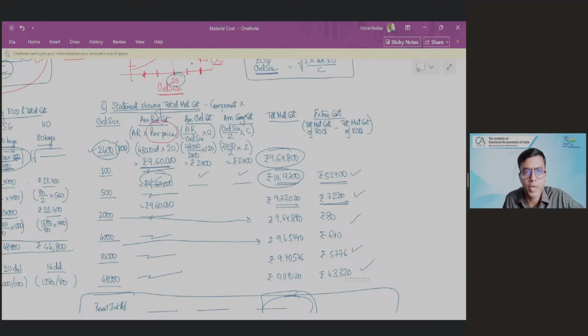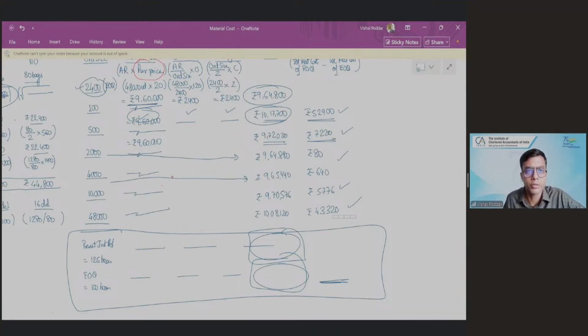So automatically, wherever the discount is, let us say for buying this 10,000 and 48,000, the supplier says, since you are buying a lump sum quantity, I will offer you some discount. So he's saying here, okay, I'll offer you 2% discount. Here he's saying I'll offer you 5% discount.